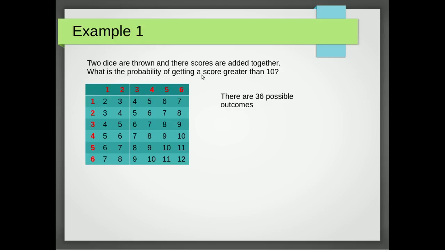Now we're looking for scores that are greater than 10. That doesn't include 10. It does say strictly greater than 10. So the ones that we're interested in are this one, where we get a 5 and a 6, this one where we get a 6 and a 5, and this one where we get a 6 and a 6. And it doesn't matter where those values came from, because really it's the 11, the 11 and the 12 that we're interested in. So scores greater than 10 occur just 3 times. So that gives us a probability of getting a score greater than 10 of 3 over 36.